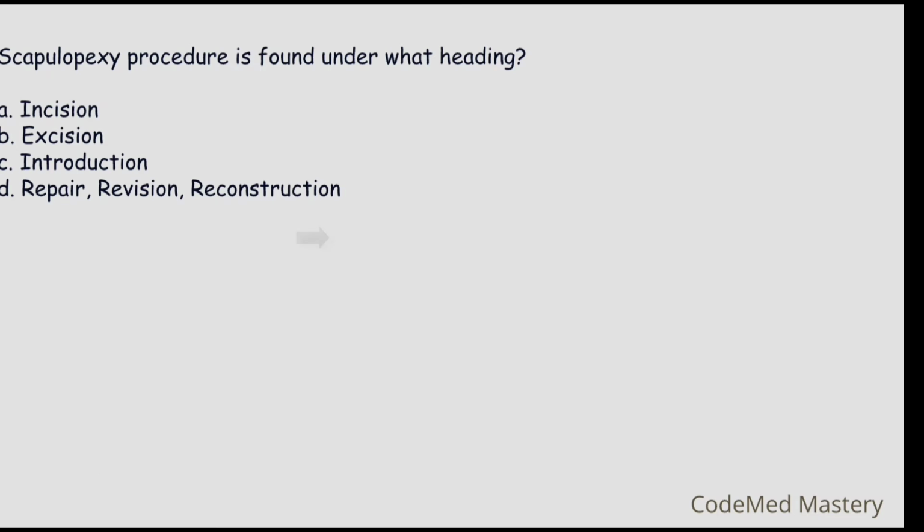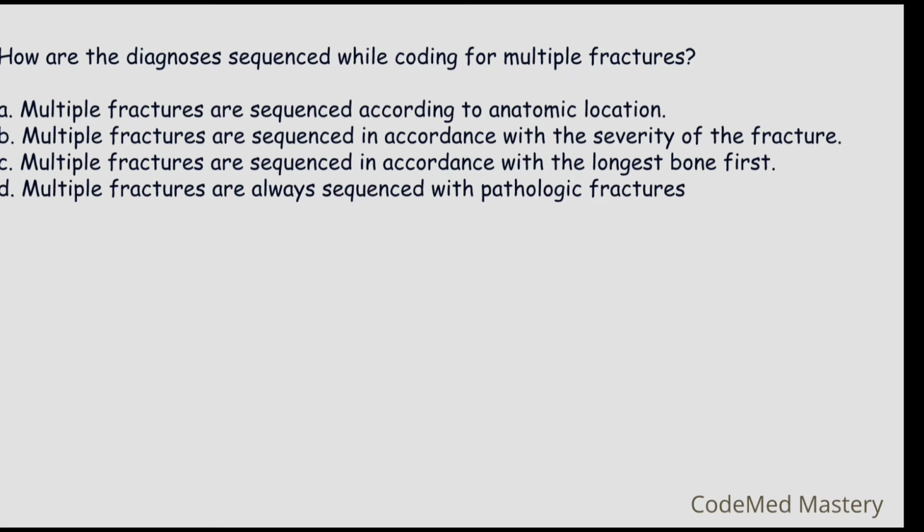Next question. How are the diagnoses sequenced while coding for multiple fractures? Option A, multiple fractures are sequenced according to anatomic location. Option B, multiple fractures are sequenced in accordance with the severity of the fracture. Option C, multiple fractures are sequenced in accordance with the longest bone first. Option D, multiple fractures are always sequenced with pathological fractures.